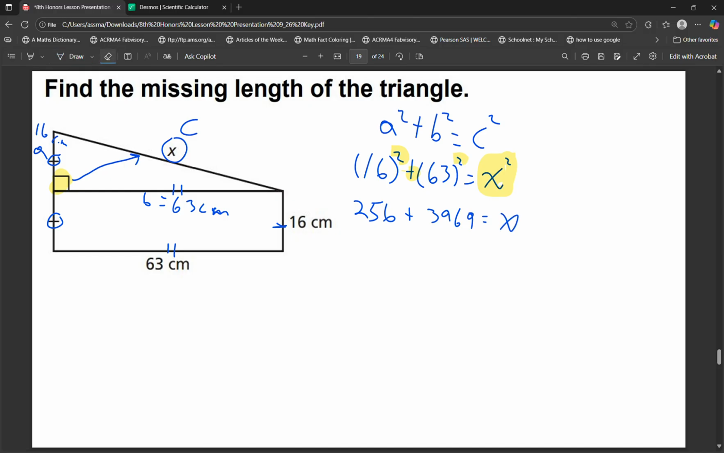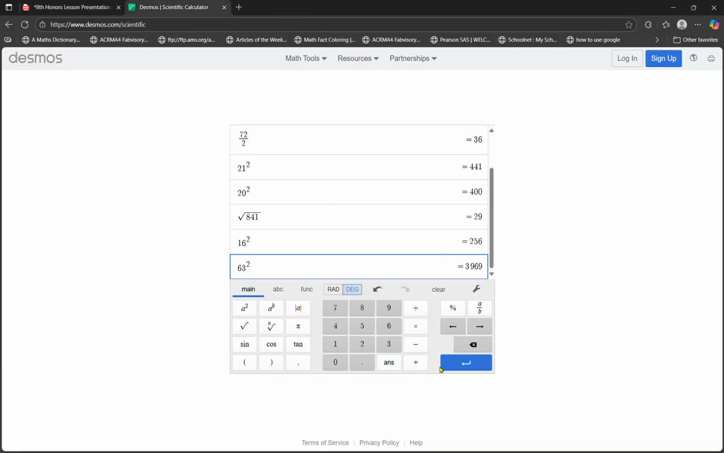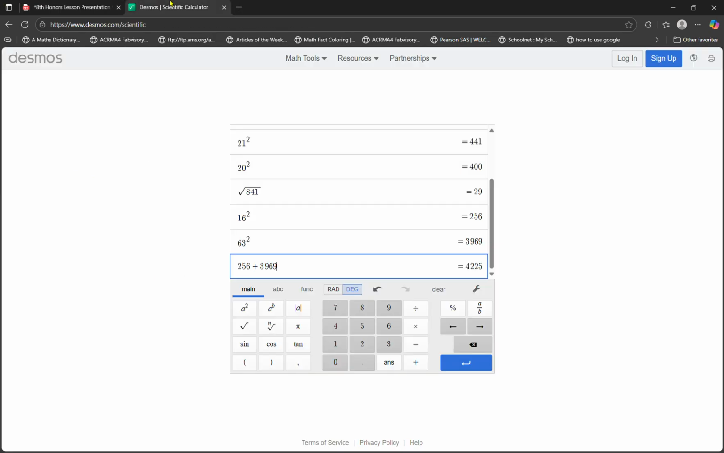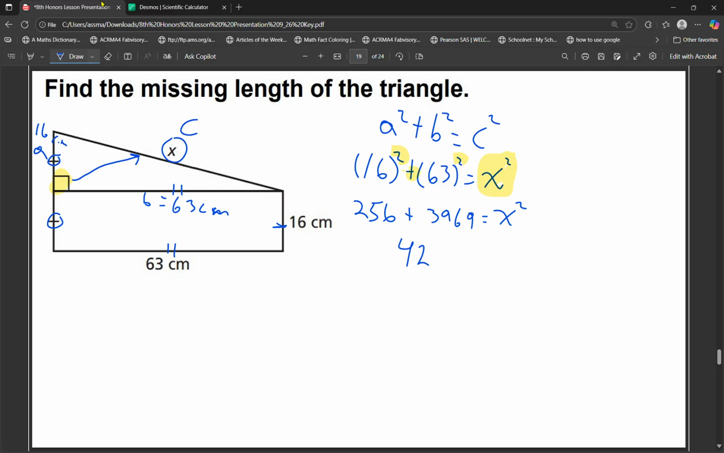Oops, that doesn't look good. So put X squared. Now I go ahead and add these two together. So I hit enter here, 256 plus 3,969. I get 4,222. So I go ahead and write that down. 4,200, I forgot the rest. Oh, not 20, 25. 25, my bad. So 4,225. I misspoke there.